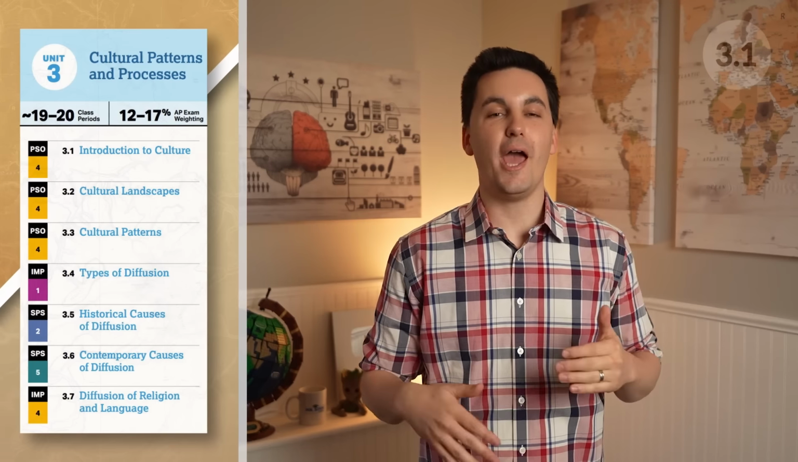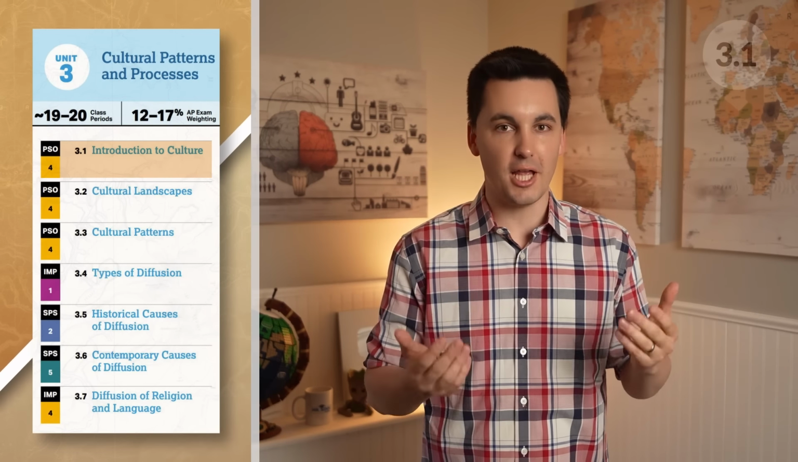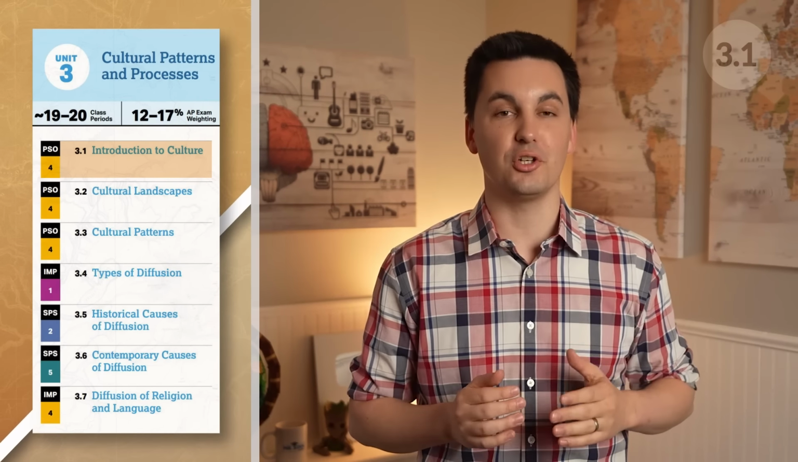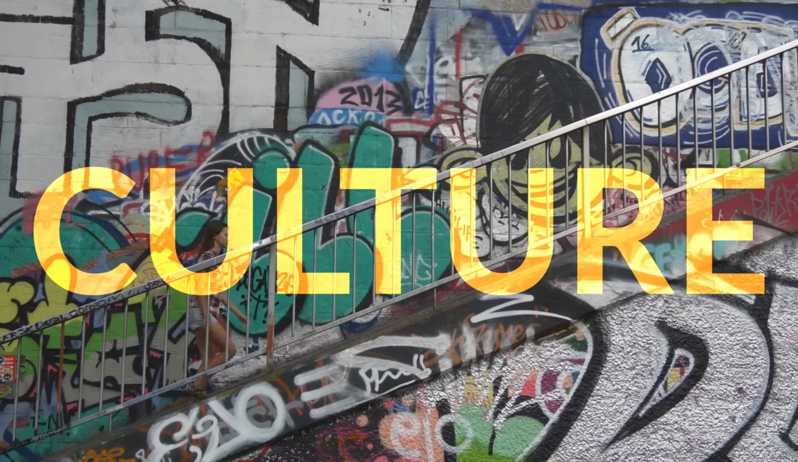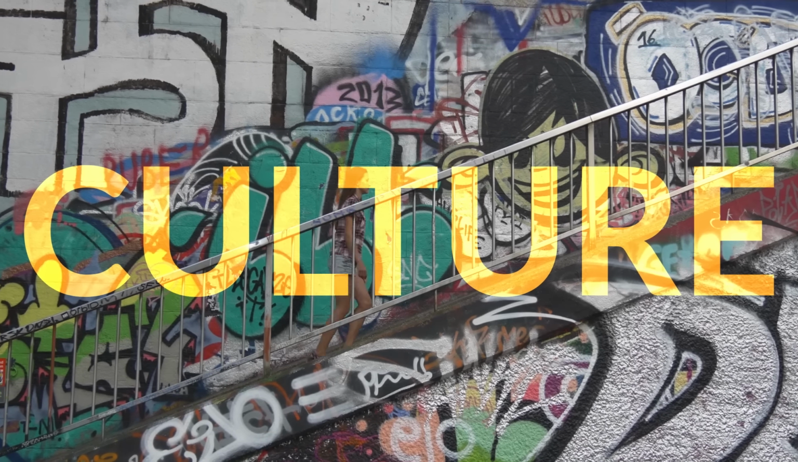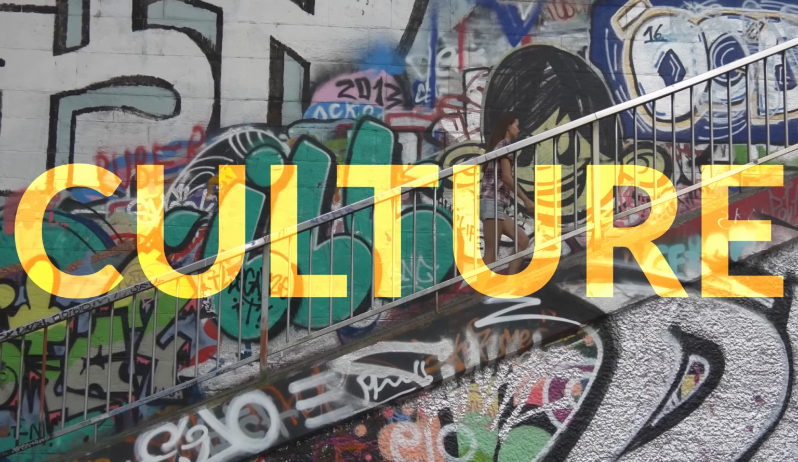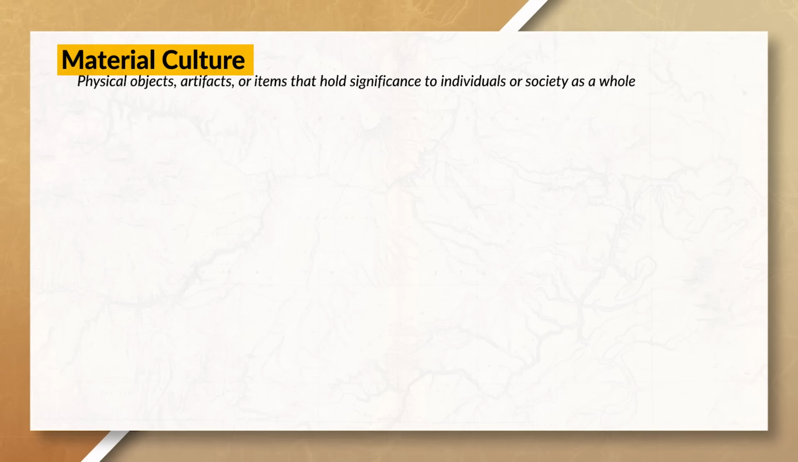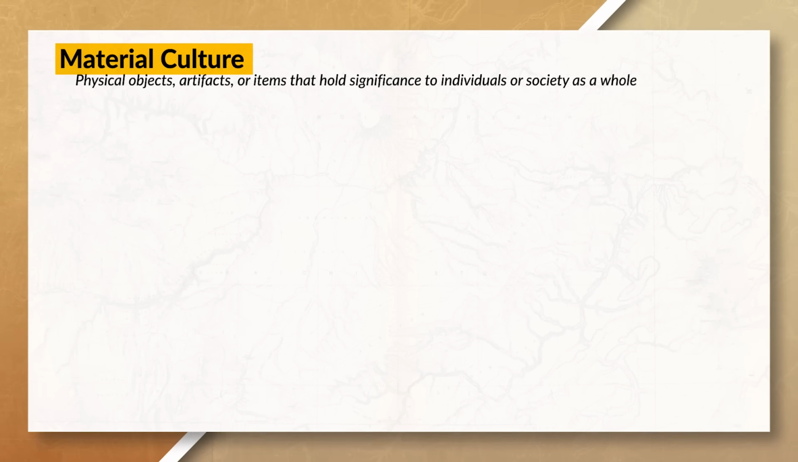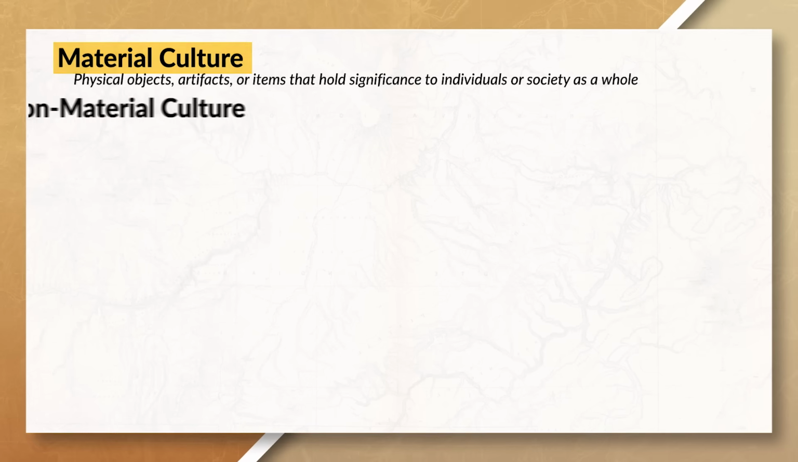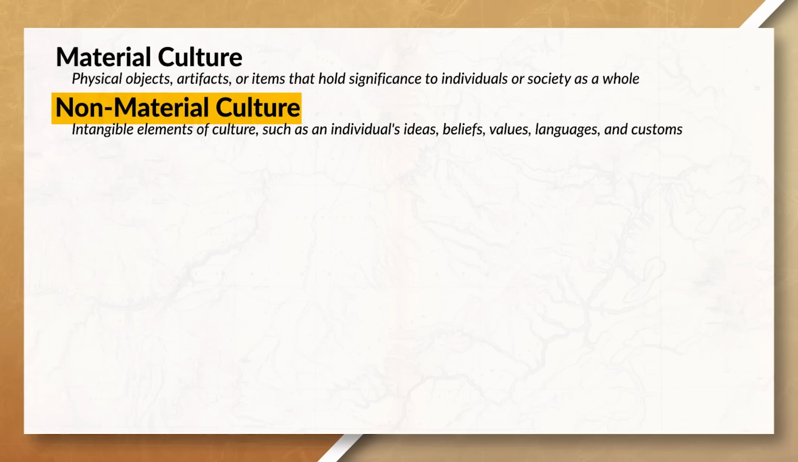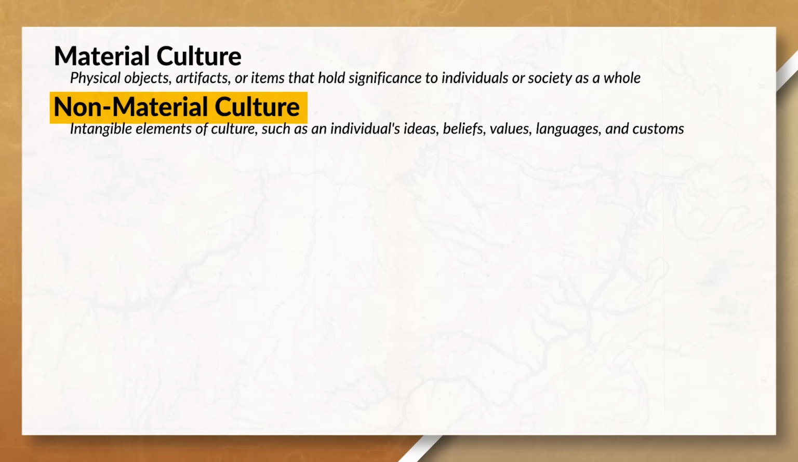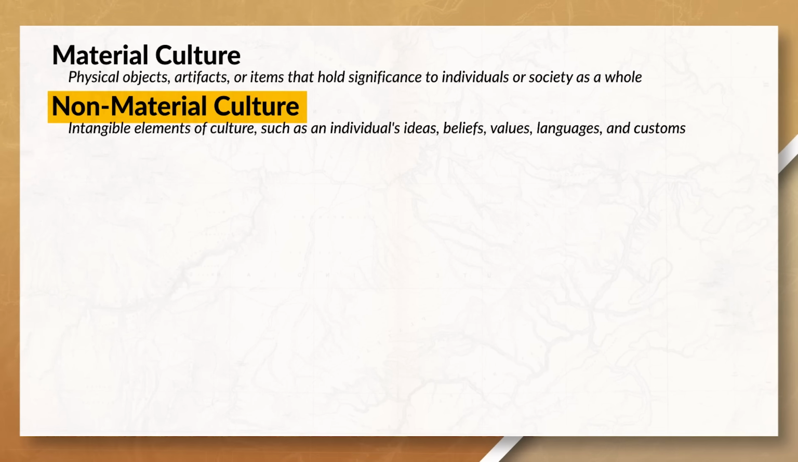Now, to start the unit off, we have to talk about culture, which is complex. We can see that there is no perfect definition for a person's culture. However, when looking at culture, we can see that culture is made up of material culture and non-material culture. Material culture consists of physical objects, artifacts, or items that hold significance to individuals or society as a whole, while non-material culture refers to the intangible elements of culture, such as an individual's ideas, beliefs, values, languages, and customs. Together, material and non-material culture contribute to the formation of a society's culture.